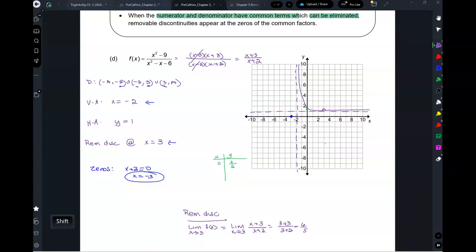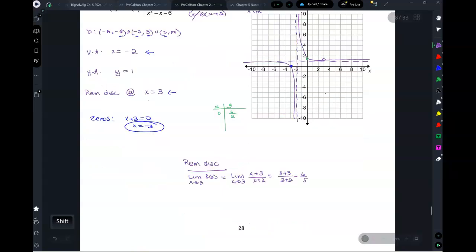Vertical asymptote. Does it come from even or odd multiplicity? Odd. X plus 2 is odd. So it's got to come up from here and there. Okay? Whew. Isn't that cool?